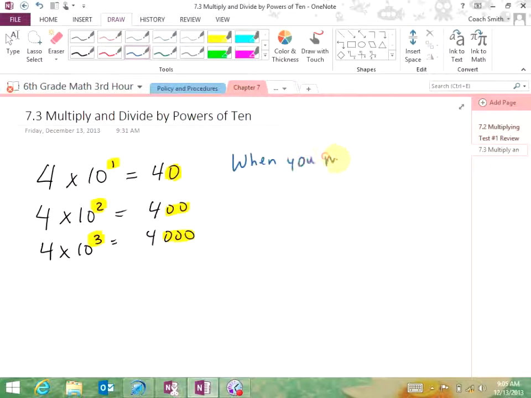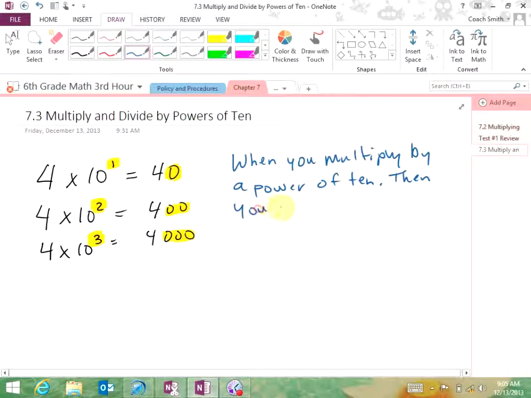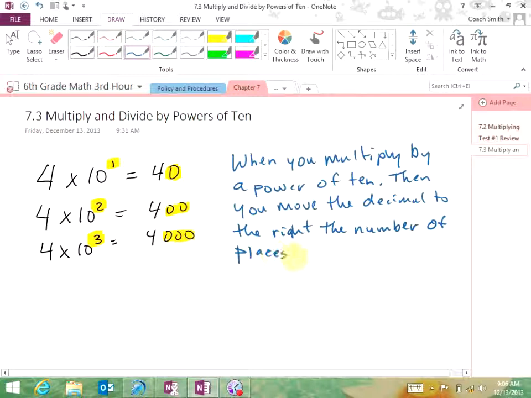When you multiply by a power of 10, then you move the decimal to the right the number of places of the exponent.